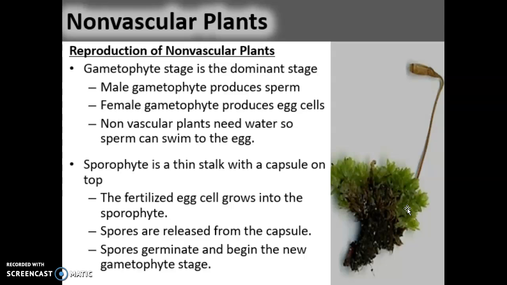Once the sperm cell fertilizes the egg cell, though, it forms this thin stalk right here. And that thin stalk is the sporophyte generation of the moss life cycle. And at the top of this thin stalk, you have this capsule right here, and that capsule is filled with millions of teeny tiny spores. Once that capsule dries out, it bursts open and releases spores, and those spores, like a seed, will grow into the new gametophyte generation.